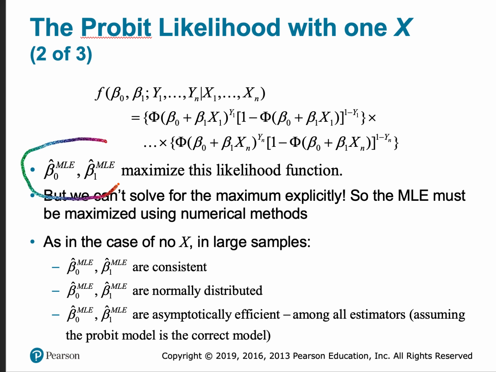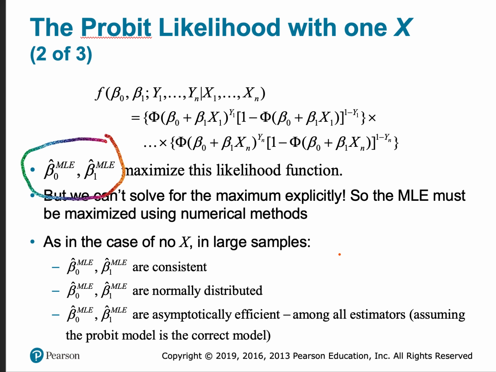Our maximum likelihood estimators of beta naught and beta 1 maximize this likelihood function. Now we can't solve for this maximum explicitly, so the maximum likelihood estimator is maximized using numerical methods, which is what is happening when you see the iterations occurring in Stata.